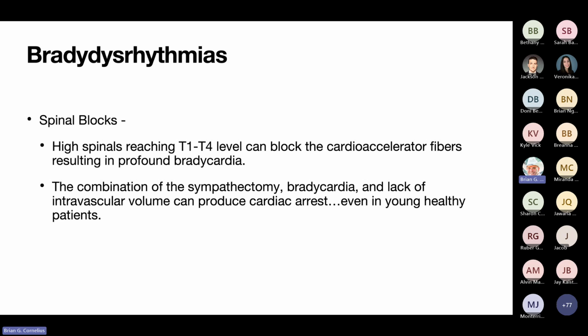You may notice that if you have somebody that's already had a sympathectomy because of a spinal, and then they become bradycardic and you weren't able to get adequate volume status in there, they are going to quickly go into cardiac arrest, even in young people. So just be very cautious with that. As a result of that, if we have anybody that we're concerned about their cardiovascular status, or even healthy people, we tend to give them a kind of a co-load of fluid. So we'll give them a fluid bolus before or during placement of that neuraxial anesthetic.